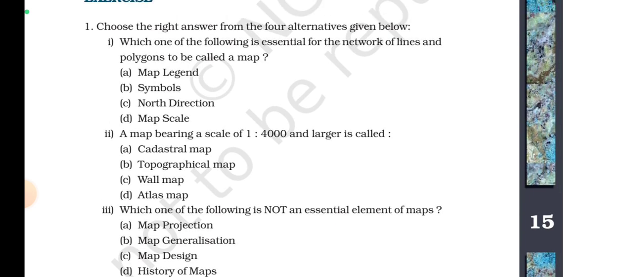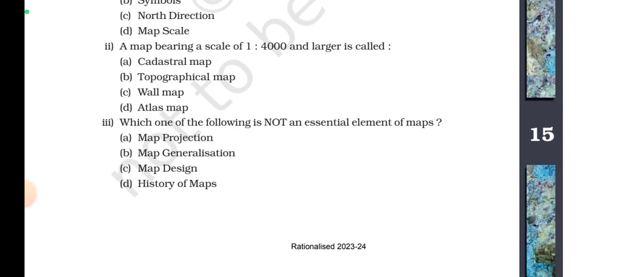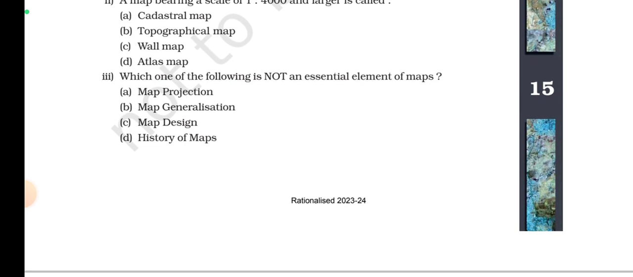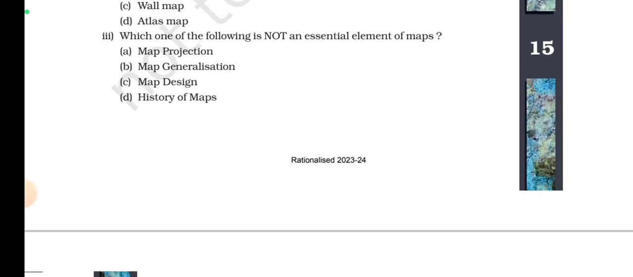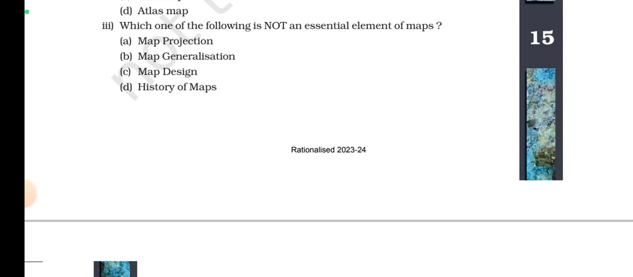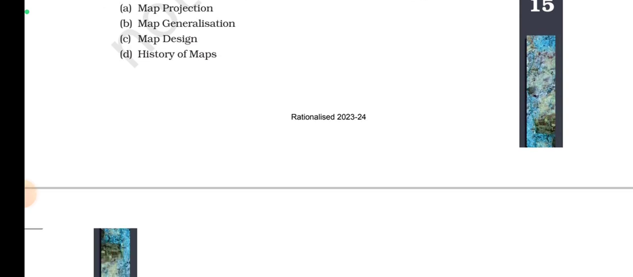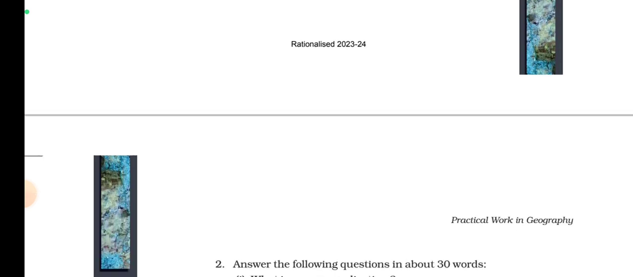Now let us see the exercises also. Which one of the following is essential for the network of lines and polygons to be called a map? Definitely map scale is the most essential. A map bearing a scale of 1:4000 and larger is called a cadastral map. Which one of the following is not an essential element of maps? Map projection, map generalization, map design, history of maps. So history of maps is not an essential element of a map.